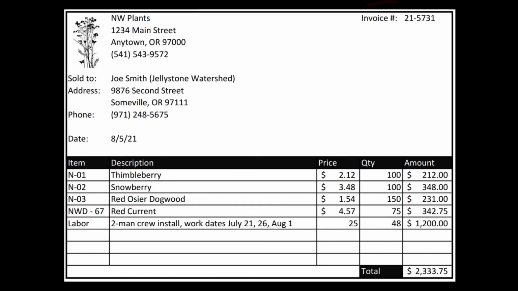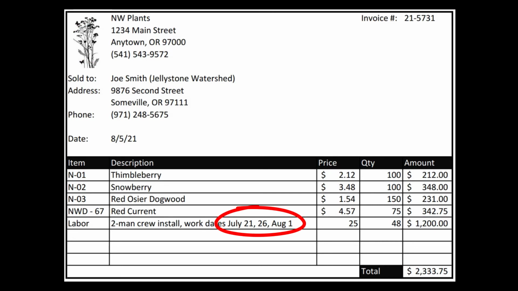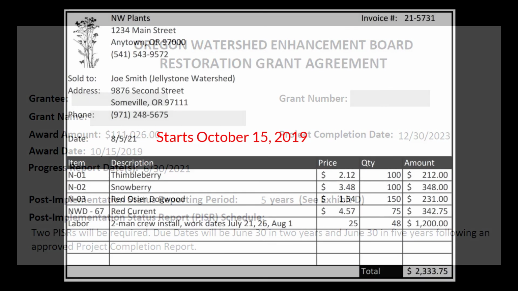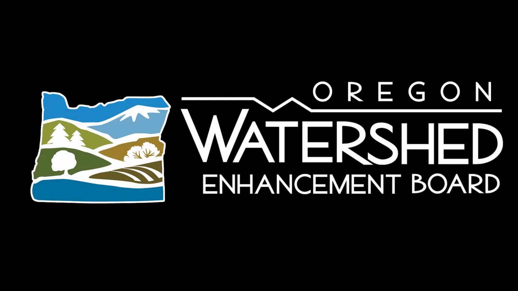This receipt would make it through review. It has the required information as well as the dates of service for the work performed and the items provided. This is particularly important if the date is around the start or end of the grant. For example, if this grant started October 15, 2019, we would double check to make sure no work was done before that date.